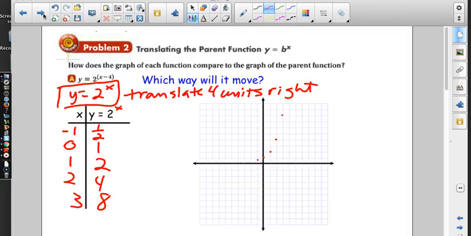Now we're not going to make that solid. And that's because this is our shape. That's the shape our graph is going to have. But we said it had to move. Where's it moving? 4 to the right. Okay, so let's do some counting. 1, 2, 3, 4. 1, 2, 3, 4.